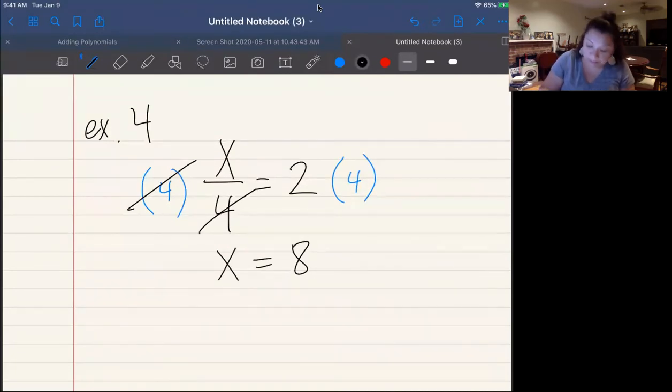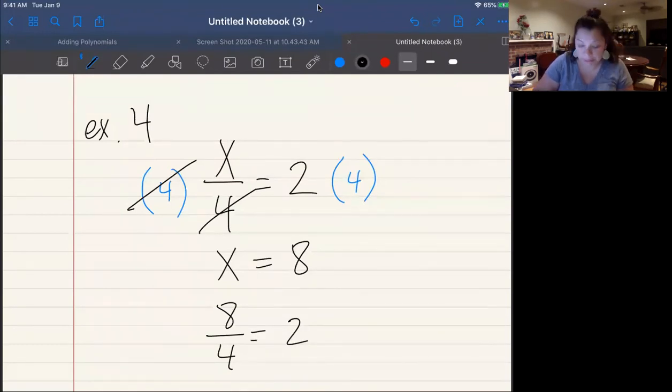All right, we don't believe it. 8 divided by 4 equals 2. Correct? Yes? Okay. We could do another one like that. Let's try another one like that.